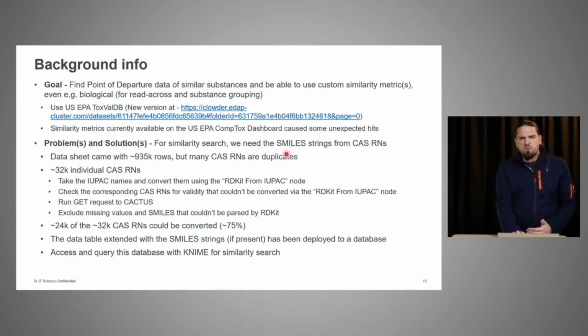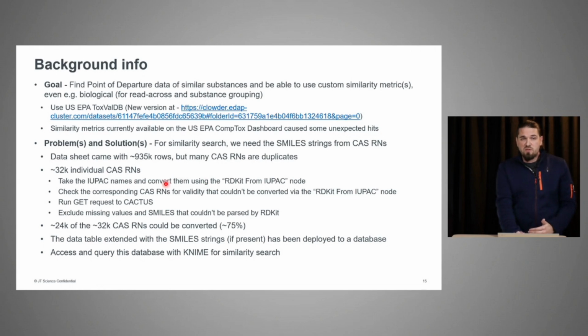Now, the problem and the solution. For the similarity search, we need the SMILES string from CAS numbers. This sort of links into the previous example that was demonstrated. Now, the data sheet itself came with almost 1 million rows, but many CAS numbers were duplicates. Actually, out of this, there are around 32,000 individual CAS numbers. And what happened from that, we just looked at the IUPAC names first and used the RDKit from IUPAC node to be able to get the structures from these names.